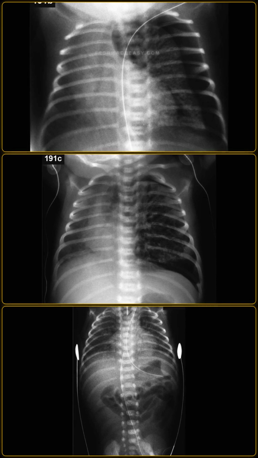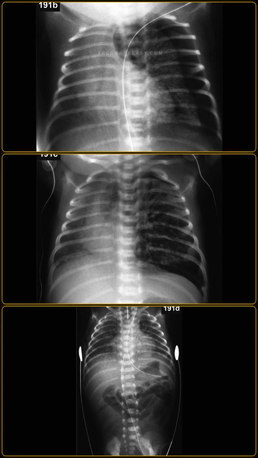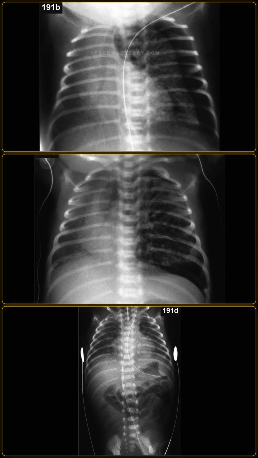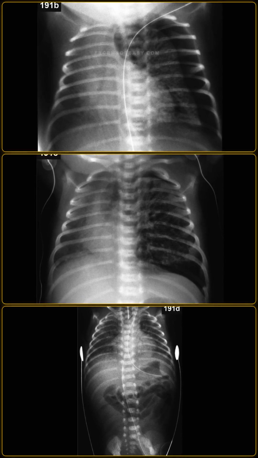I would recommend immediate clinical intervention, specifically needle decompression or chest tube placement for the left tension pneumothorax. Finally, I would document the findings, evaluate for signs of pulmonary interstitial emphysema, and communicate the urgent findings directly to the neonatal intensive care team.